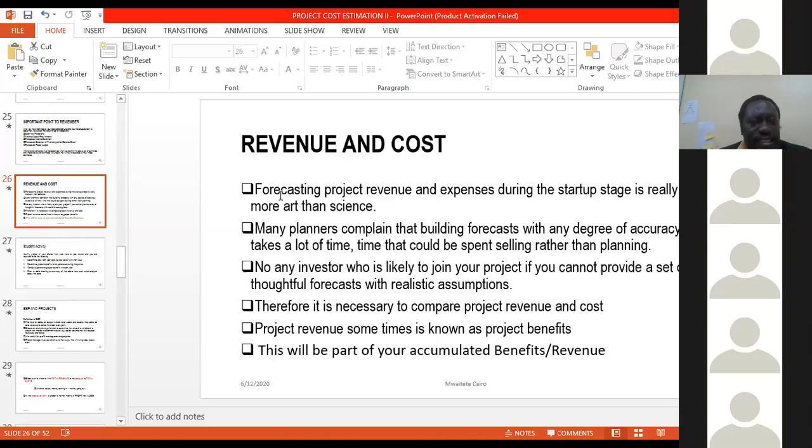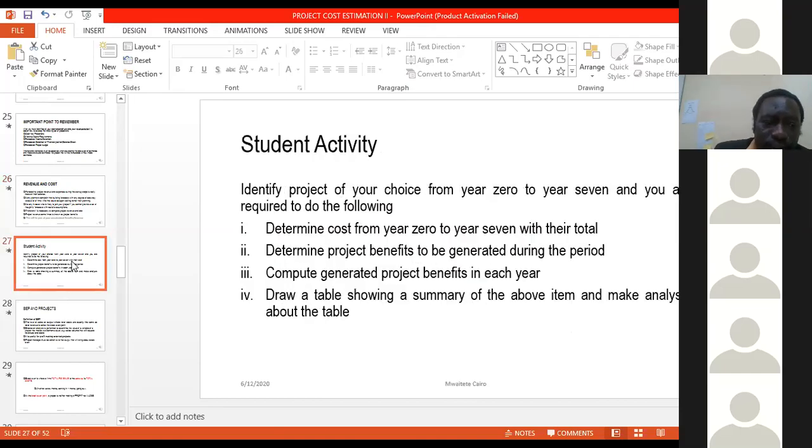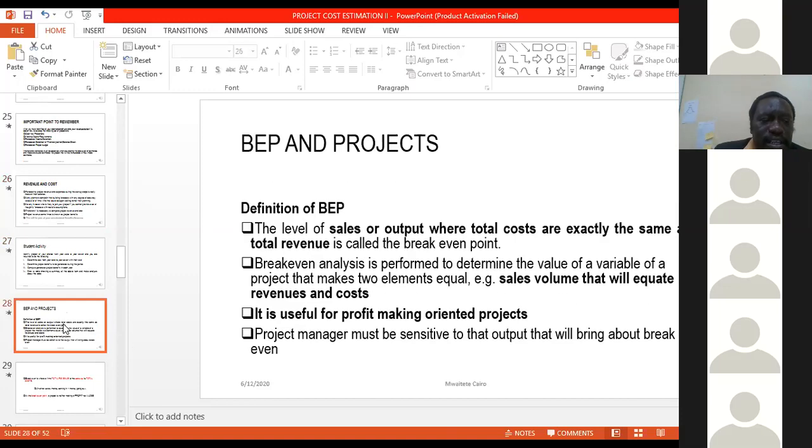There are different approaches. All those approaches will be guided by the assumptions that you make when you are predicting your revenue and your costs. This assignment you can do by yourself at home, in your own time. So that is briefly about cost and revenue and so on.